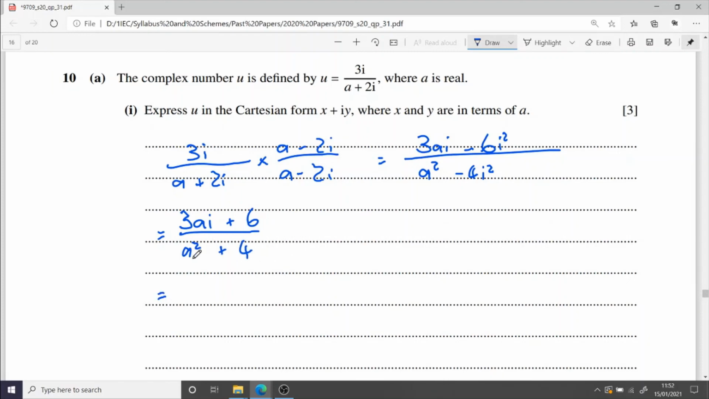So now to separate these out into real and imaginary components, let's put our real component first. 6 over a squared plus 4 plus 3ai also over a squared plus 4. There we go, there's our real part, there's our imaginary part.